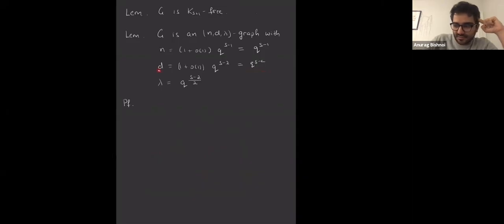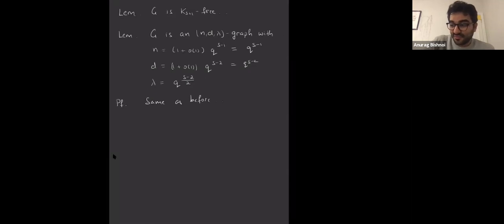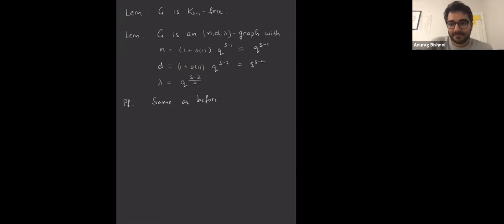So it's d-regular, and we are not assuming anything on s. And lambda equal to q^(s-2)/2 is the same proof. So the proof is the same as before. Nothing really changed, just that now we have a regular graph for all s. Cool. So this was the example that they gave explicitly in their paper.